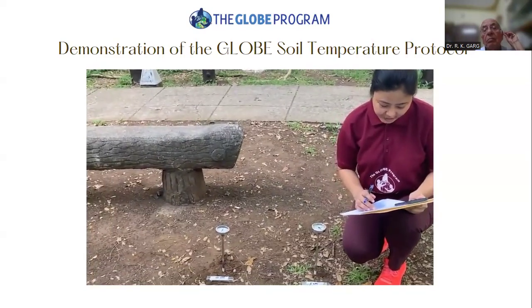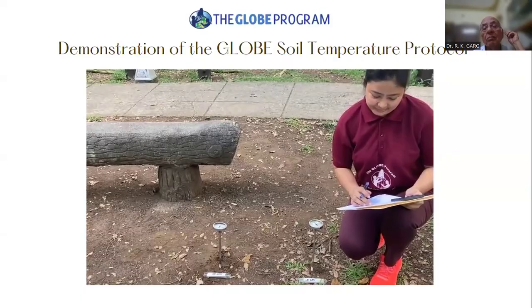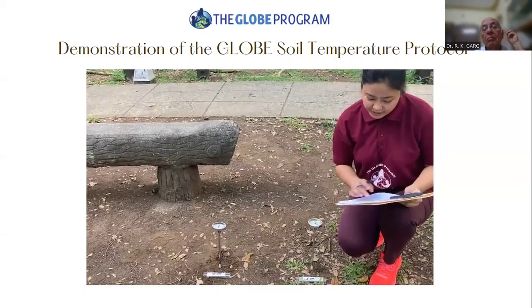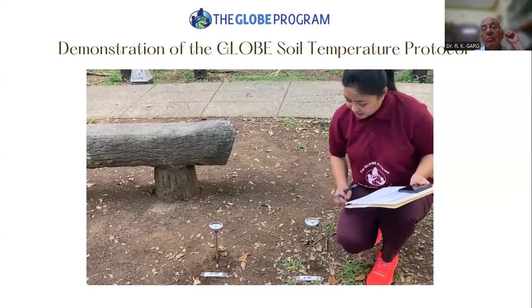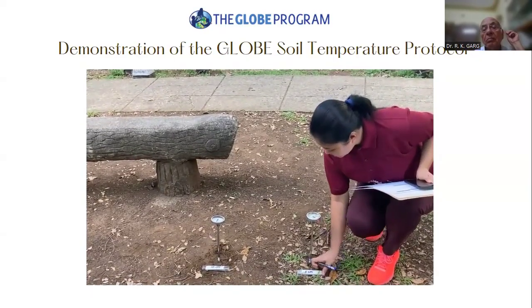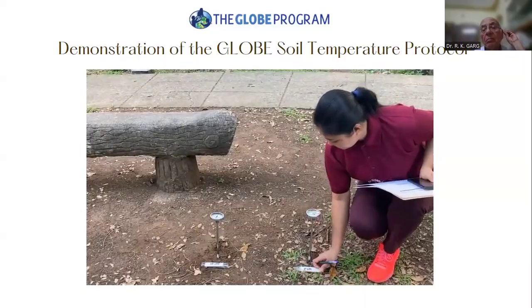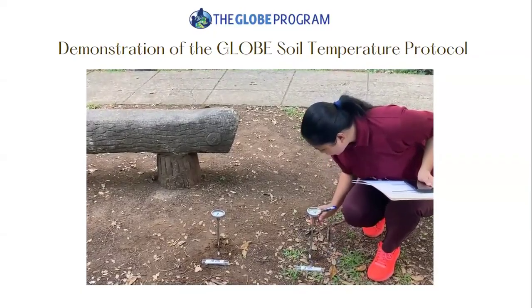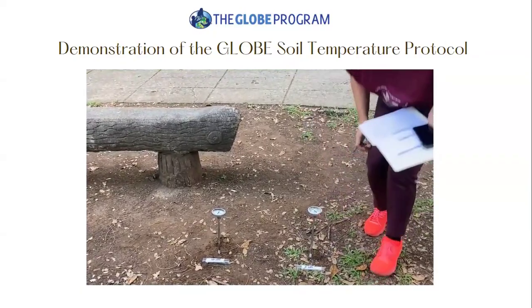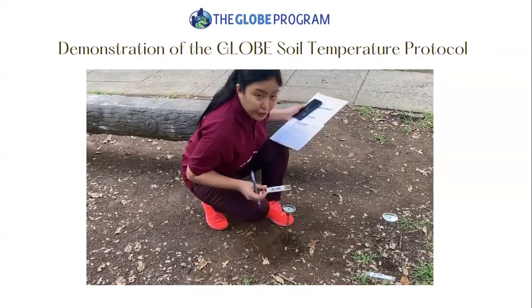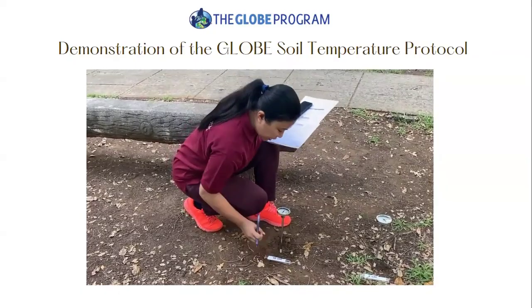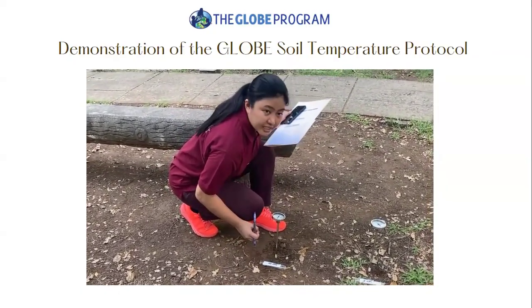The time is 3:38 p.m. and the air temperature is 33 degrees Celsius. The soil temperature for 5 cm is 28 degrees Celsius. And for 10 cm, the soil temperature is 29 degrees Celsius.